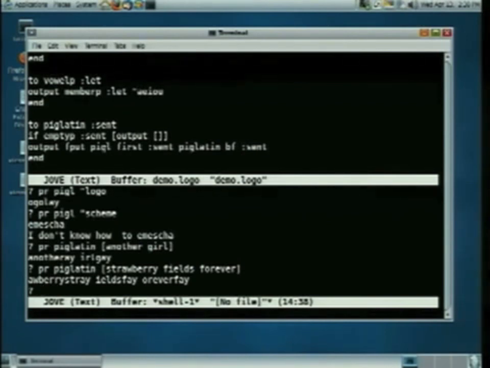I could have said here, of course, instead of fput, sentence, and it would have done the same thing, right? It would have had the same result. And that's what I would do if I were writing this for a kid. But here I'm writing it to teach you about fput.